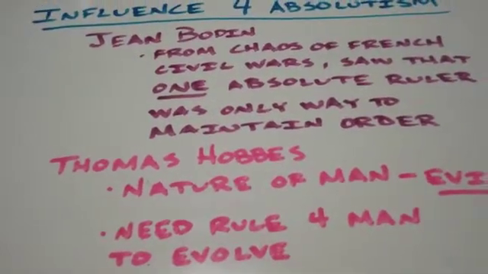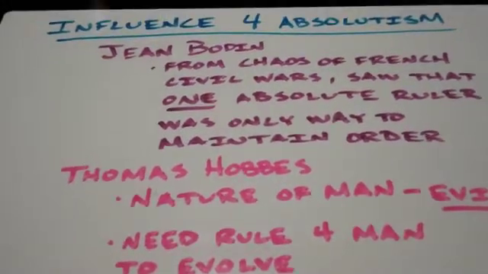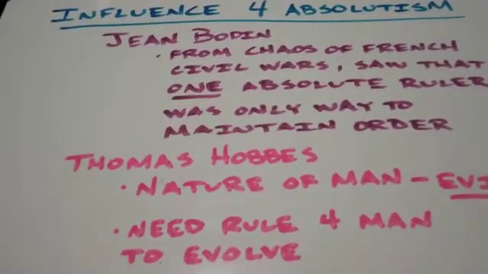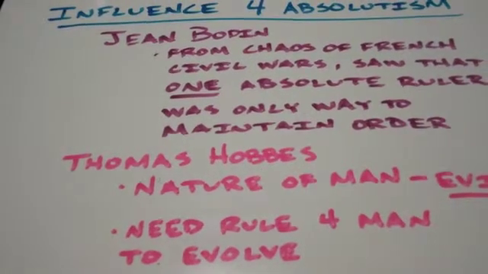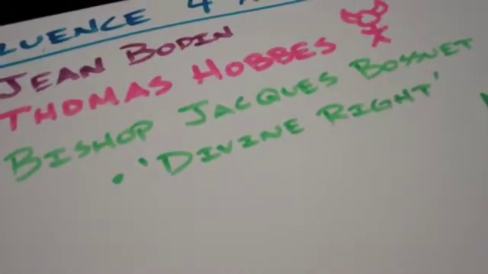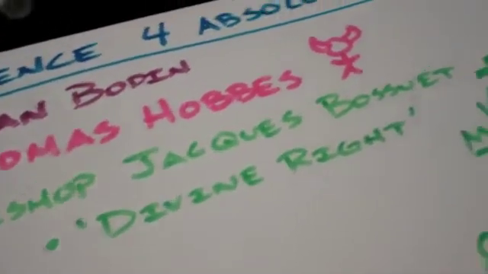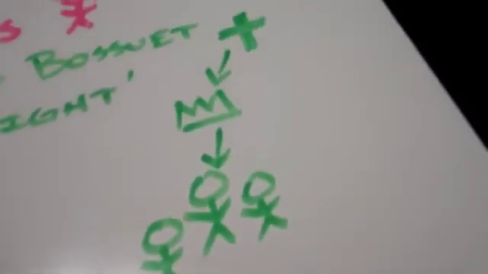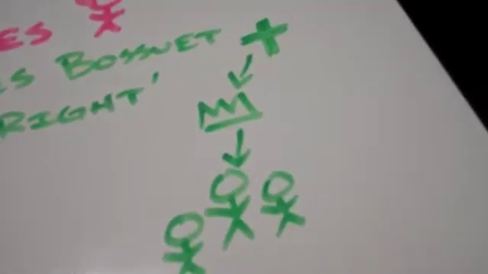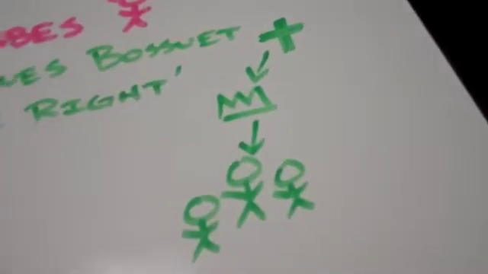Now, he did not believe in the divine right, so he did not believe that one person was chosen by God, but that we did need one strong central authoritarian government. The third major influence on absolute monarchs was Bishop Jacques Bossuet, who believed in the divine right. The divine right says that God placed a king above the people, and so therefore the king answers to no man or no group, only to God, and so therefore he should have absolute power and a strong central authority.